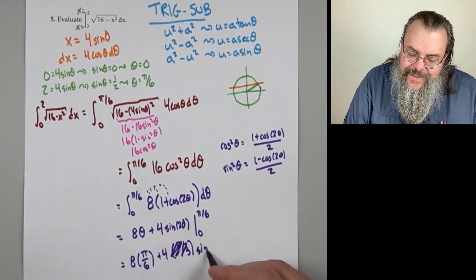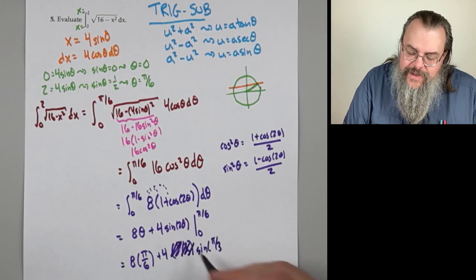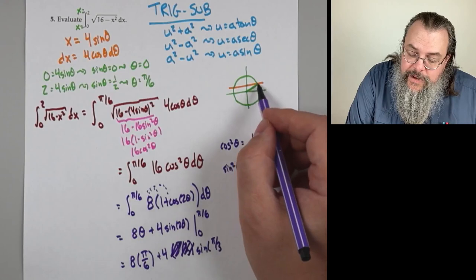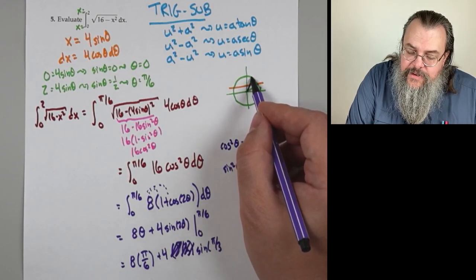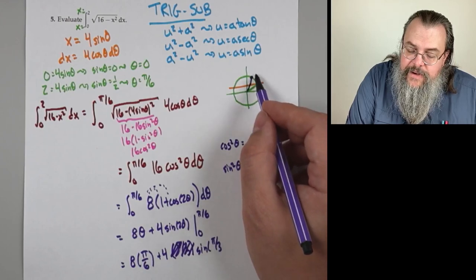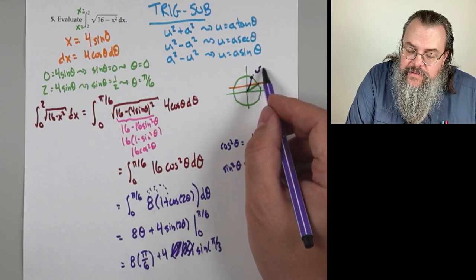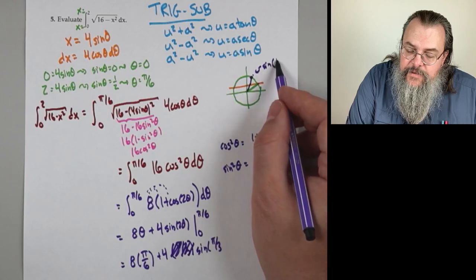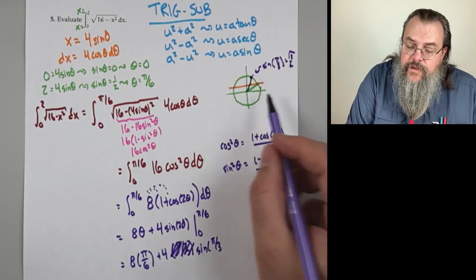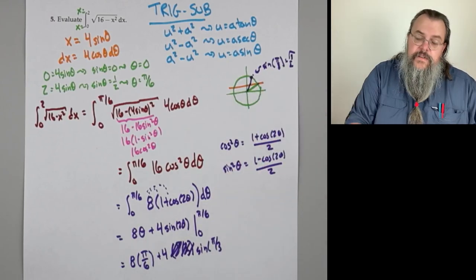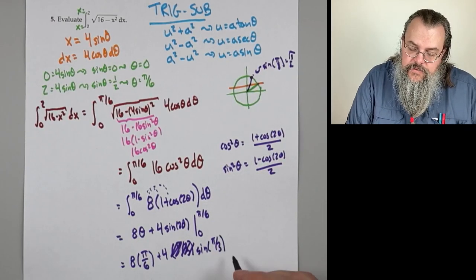The inside is pi over 3. We have to take the sine of that. Now, remember pi over 6 was this angle? So pi over 3 is the bigger angle. And if this is a half, sine of pi over 6 is 1 half. So sine of pi over 3 will be root 3 over 2.